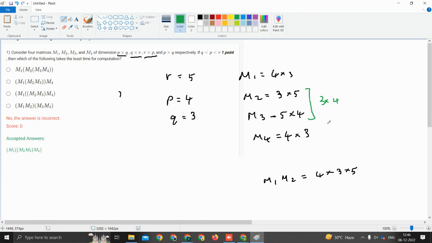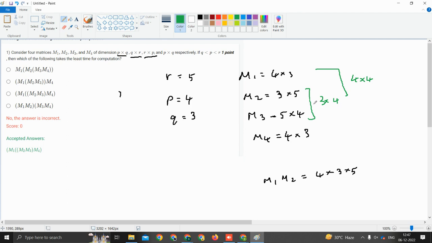Go ahead. Then next time we need fewer computations, so we multiply it from the left side by M1, 4 cross 3. Because in matrix multiplication, we know the column and row dimensions must be equal. And from our right side, we multiply it by M4, 4 cross 3.